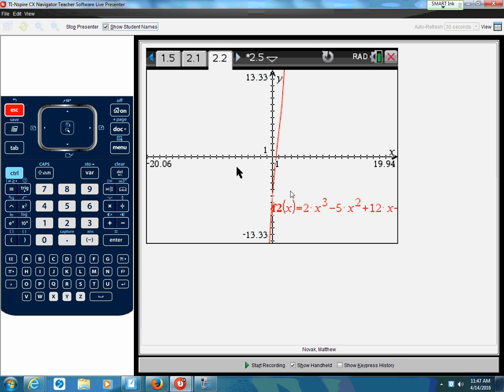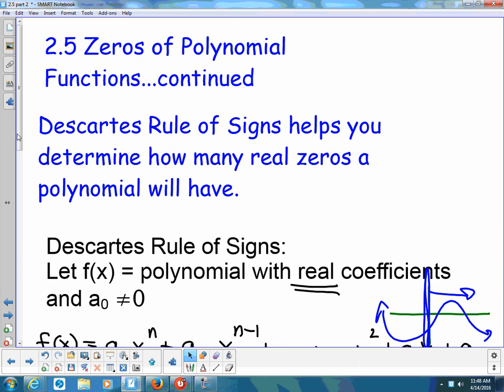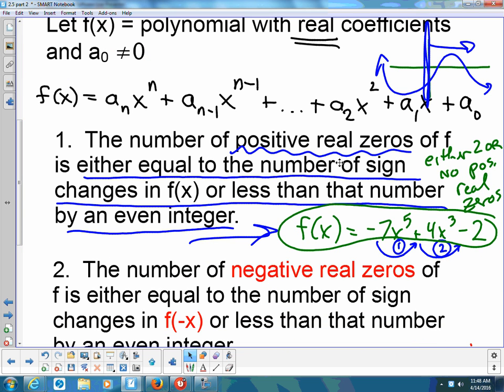Nathan? For the first example that you did, you said there was either 2 or 0 positive. Why in this one is there either 3 or 1? Because the rule says it's either going to be equal to the number of sign changes or less than that number by an even integer. So if there were 5 sign changes, you would either have 5 positive real zeros or 3 positive real zeros or 1 positive real zero. If there were 6 sign changes, you would either have 6 positive real zeros, 4 or 2 or none.